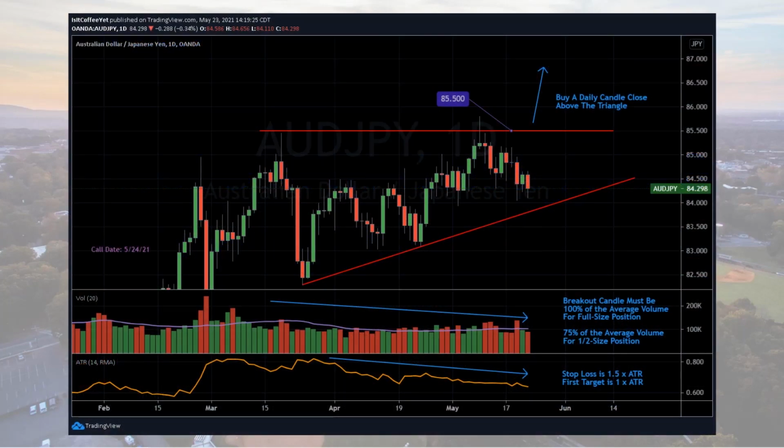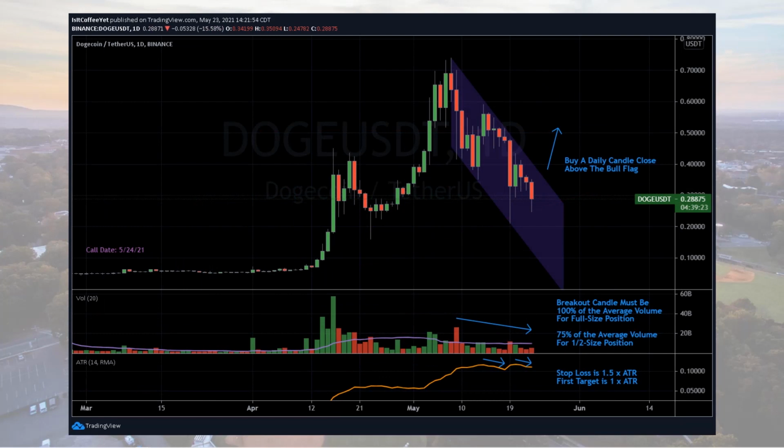Remember our Aussie yen trade plan for today. We're going to buy a daily candle close above the triangle, or above 85.50. And our DogeCoin trade plan for today, we're going to buy a daily candle close above the bull flag. For both trades, take a full-size position if you've got average volume or better. Half-size position if you've got 75% average volume or better. Your stop loss is 1.5 times the ATR, and your first target is 1 ATR.